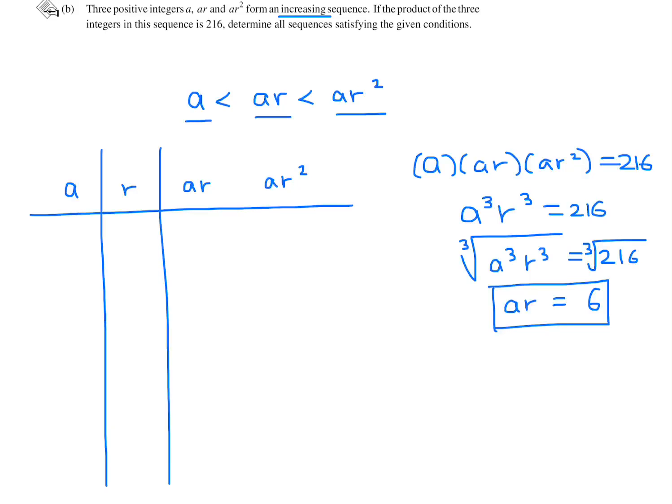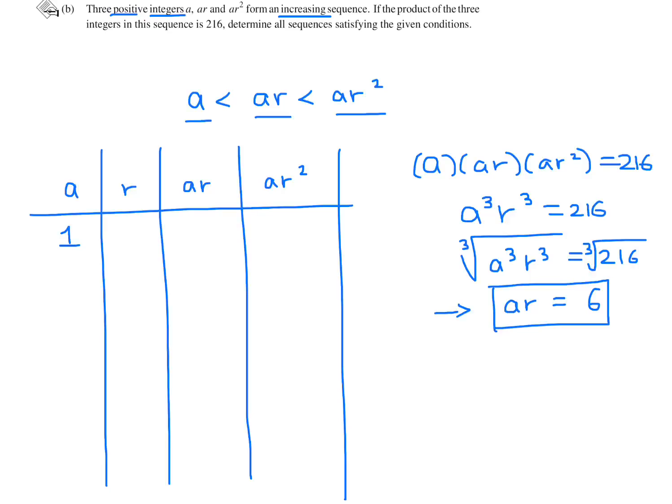And we have to make a table basically entirely looking at that equation. All right, and remember, these are integers, so that helps us out, definitely. Otherwise, we'd have an infinite number of possibilities. So let's start with the smallest positive integer, which is 1. If a is 1, what is r? Well, r has to be 6. And therefore, ar is 6, and ar squared is 36.